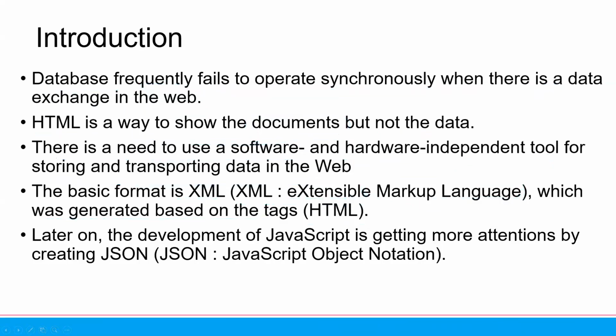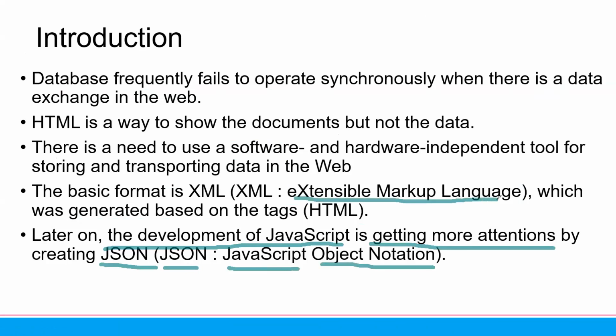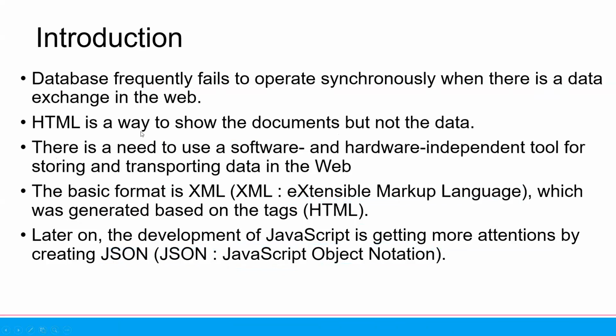And with the development of JavaScript, we learned about JavaScript. The development of JavaScript is getting more attention, and we can create what we call JSON. So JSON is JavaScript Object Notation. So we will learn those two because now it is important to understand those two key ideas.